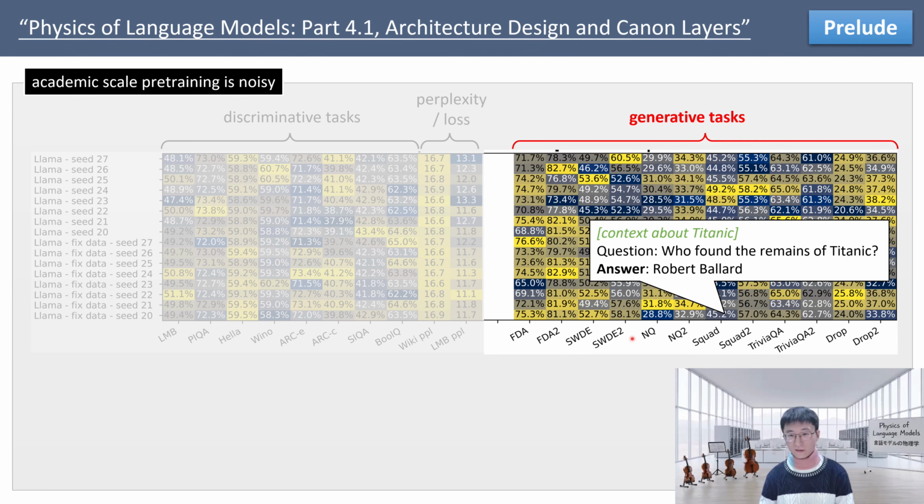For instance, in this SQuAD dataset, the model is given a context about the Titanic, and then asked who found the remains of the Titanic, and the model has to answer Robert Ballard. Of course, there are multiple possible answers, so you have to write your evaluator very carefully. Maybe the model sometimes only answers Ballard. You also have to give it the point. So people already have a very mature way of evaluating the models.